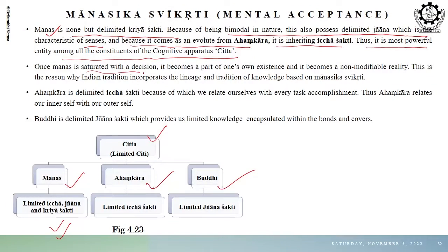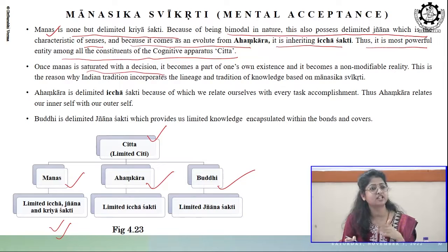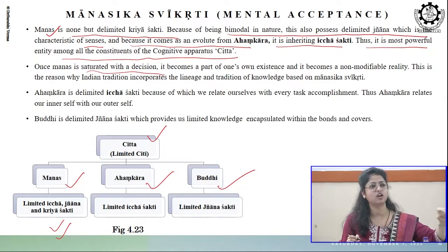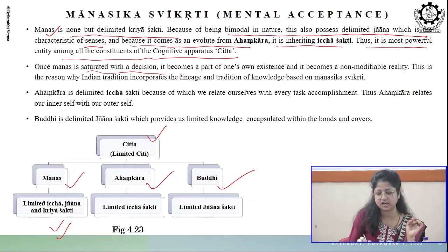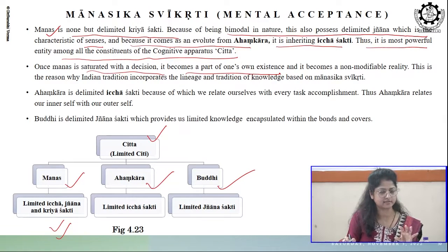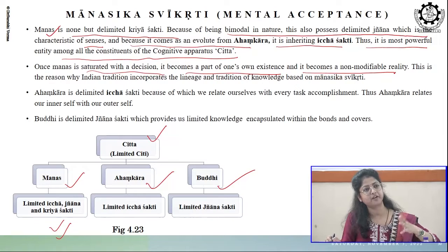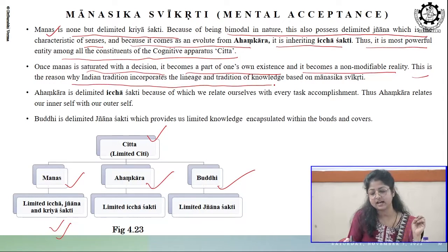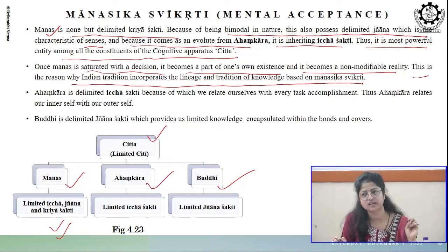Once manas is saturated with a determination, मैंने संकल्प कर लिया है, मैंने प्रतिज्ञा कर ली है. भीष्म ने क्या प्रतिज्ञा की थी? So in Mahabharata you will find a lot of persons doing pratigya. What is pratigya? Pratigya is sankalp. So determination is always done by manas. If manas is saturated with a determination, it becomes a part of one's own existence and it becomes a non-modifiable reality. This is the reason why Indian tradition incorporates the lineage and tradition of knowledge based on manasik sikriti.